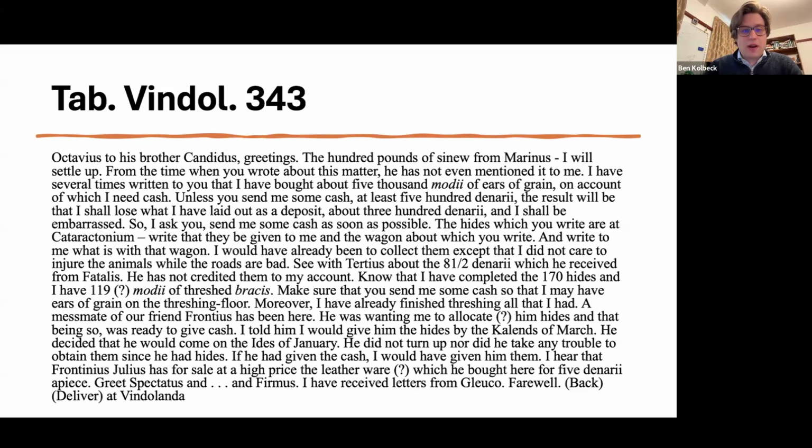The hides which you write are at Caractonium, write that they be given to me, and the wagon about which you write, and write to me what is with the wagon. Then we can skip on a bit. He complains about the roads being bad, which is why he hasn't already been out there. He says, I've already finished threshing all I have.